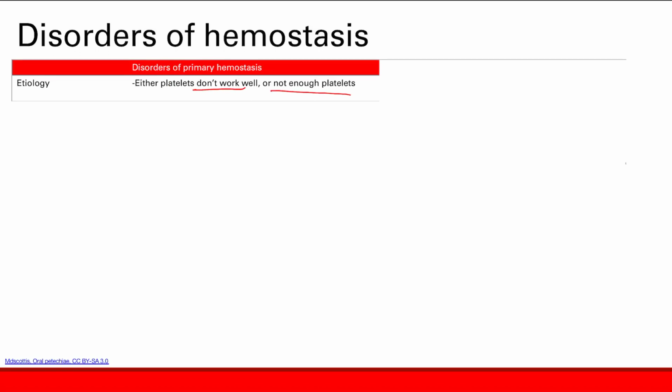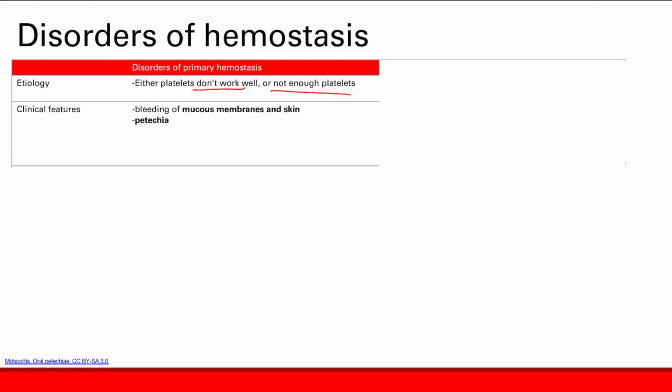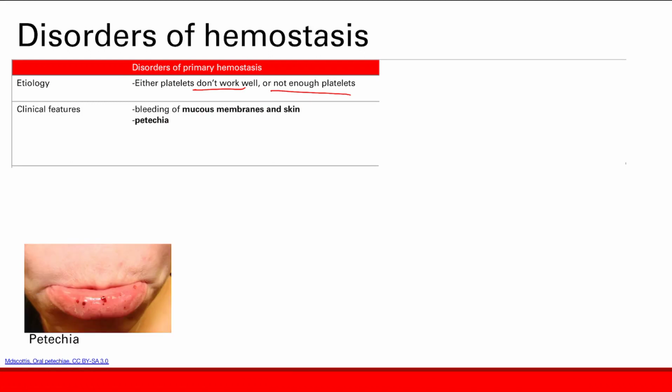And what's going to happen is this presents with bleeding in mucous membranes and skin. So some minor things like nosebleeds, bleeding gums, small GI bleeds. Another thing you can get is petechiae, which are pinpoint bleeds under the skin. So this is a petechiae. These are pinpoint bleeds, small, tiny, like dots of blood. That's a petechiae.